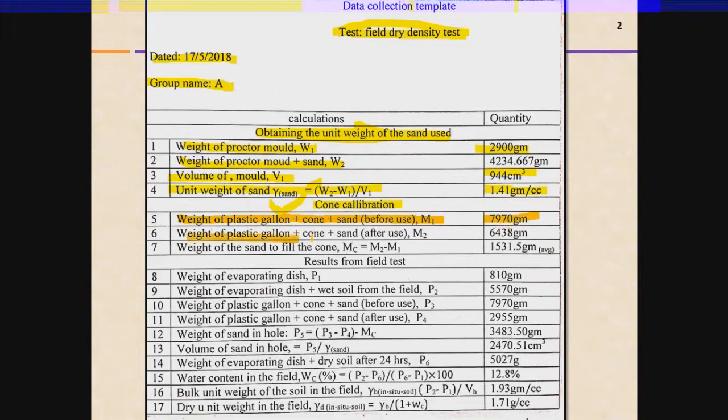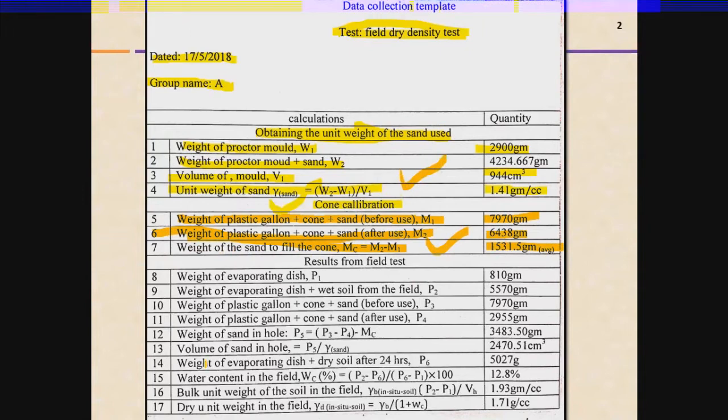Now the weight of plastic gallon plus cone plus sand after use. After pouring the sand in the cone, M2 is 6438 gram. Now the weight of the sand to fill the cone, MC, is again the difference of M2 minus M1, which is 1531.5 gram. It is the average value, which means it is the result of the three tests. The unit weight of sand is also the result of the three tests.